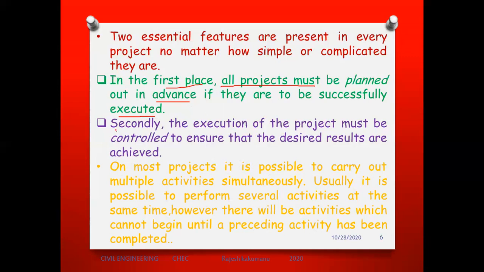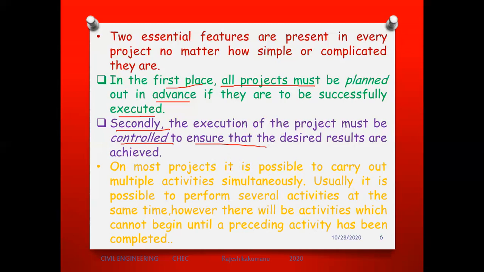Then the second one: the execution of the project must be controlled to ensure that the desired results are achieved. And what is the saying here? The first concept is that all projects must be planned in advance. The second is that the execution of the project must be controlled. There should be some sort of control in executing the project, so that the desired results are achieved.